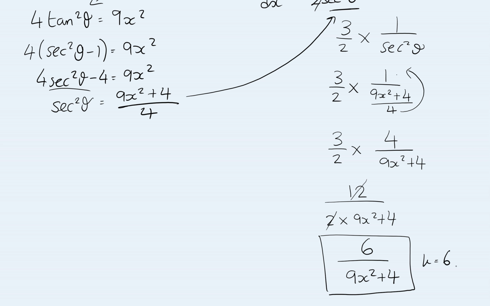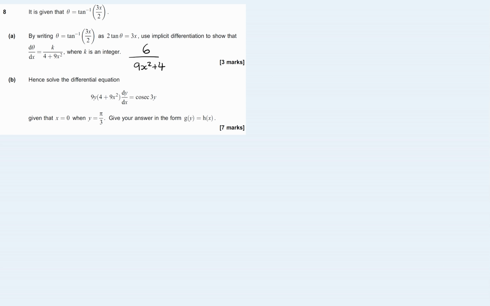Quite a lot of work for 3 marks, but in the end we can get k is equal to 6. To part B then, I've just removed all the workings, but I have just put the answer to part A there because we're going to use that later on in the question. So the next bit says, hence solve the differential equation, given that x equals 0 and y is pi by 3, give your answer in the form some function of y equals some function of x.